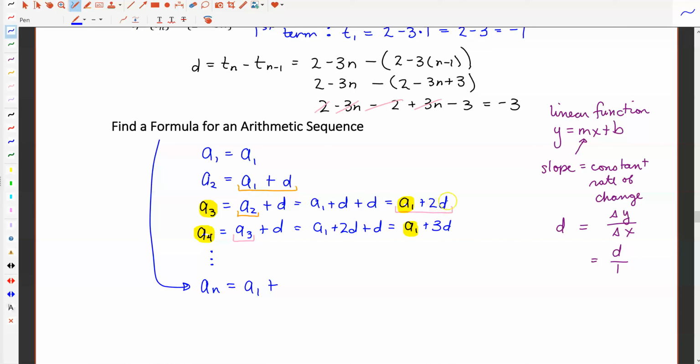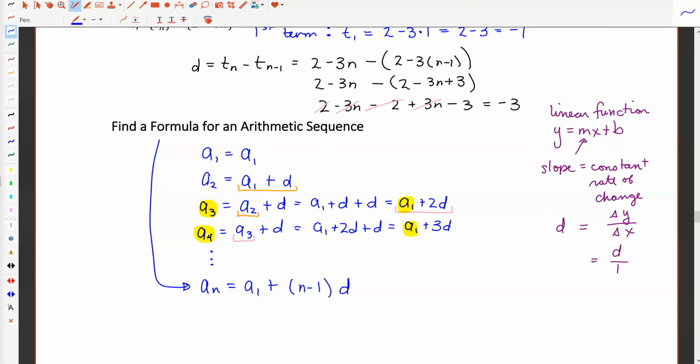Now, how many d's will I be adding to it? All right, so I know I'm going to have a d in here, so let me put it down. How many will I have? Well, for the second term, I only added 1 value for d. For the third term, I added 2 of my common difference, because I was 2 steps away from my first term. For my fourth term, I added 3 of my common difference, because I was 3 steps away from my first term. So in general, for the nth term, I will need to add n minus 1 of my common difference d in order to get out to that specific term in my sequence.